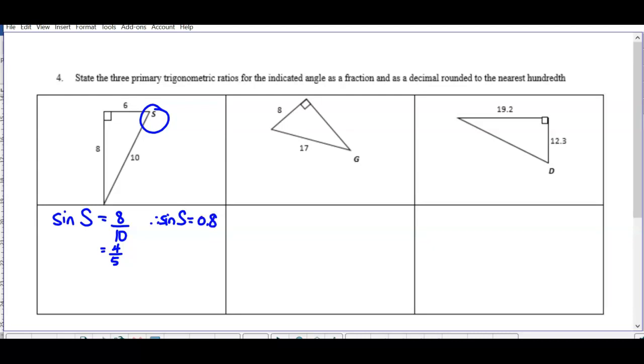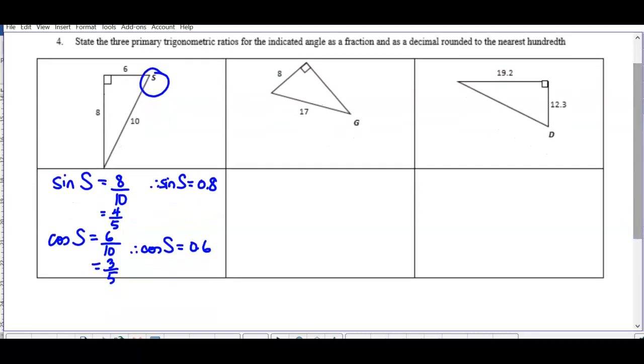Okay. Next one is cosine of S. That's adjacent over hypotenuse. That reduces to 3/5. So therefore, cos of S is 0.6. And then tan of S is opposite over adjacent, which is 4/3, which to the nearest hundredth would be 1.33.